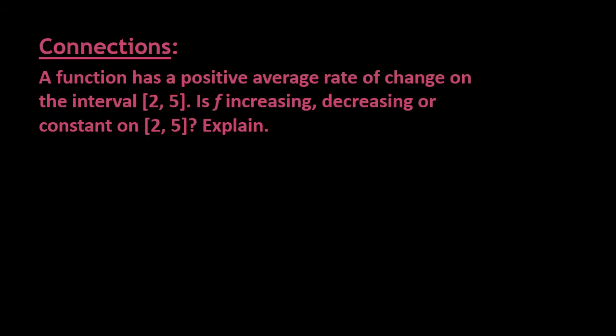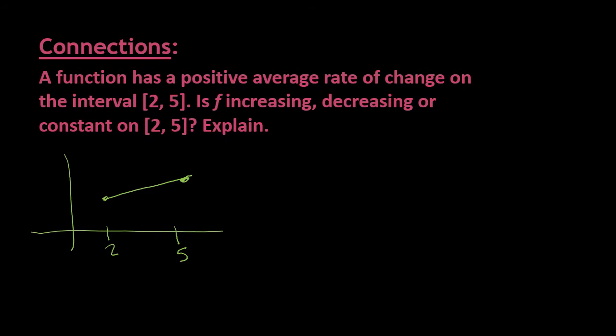Connection. A function has a positive average rate of change on the interval from 2 to 5. Is the function increasing, decreasing, or constant on the interval from 2 to 5? So what does this really mean? Average rate of change. So that means when x is 2 and x is 5, the slope of the secant line is positive. But the question is, is that a sign of what's happening to the function?